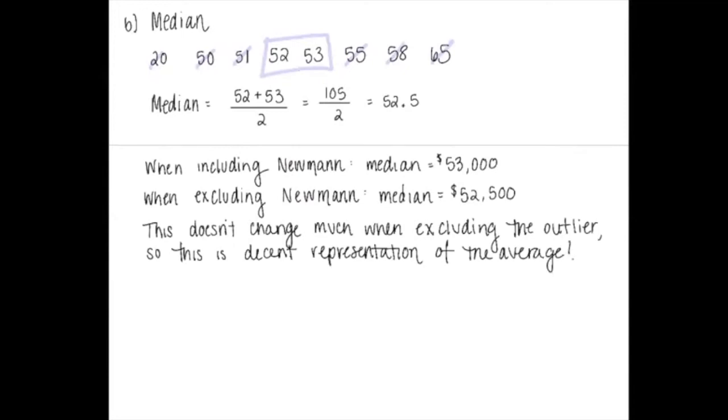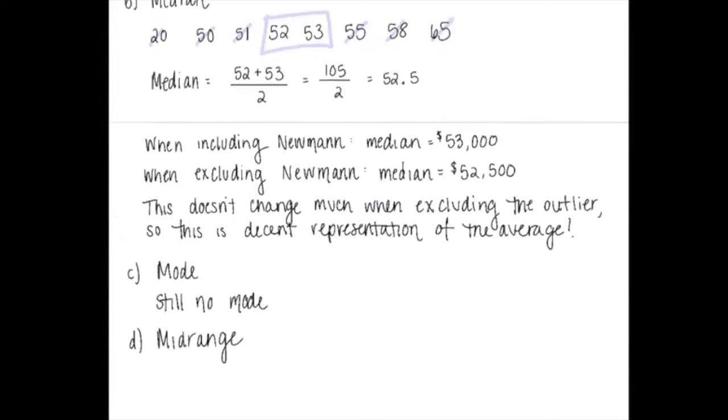Okay. Now when it gets to mode, there's still no mode. No number repeats multiple times, so we can't do anything with that. And so we have one more, our mid-range. For the mid-range, we're going to take the highest and lowest value and divide by 2.